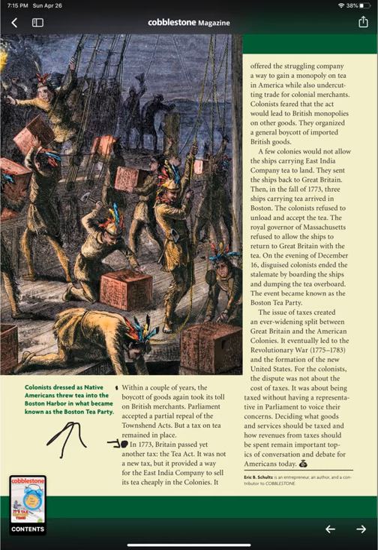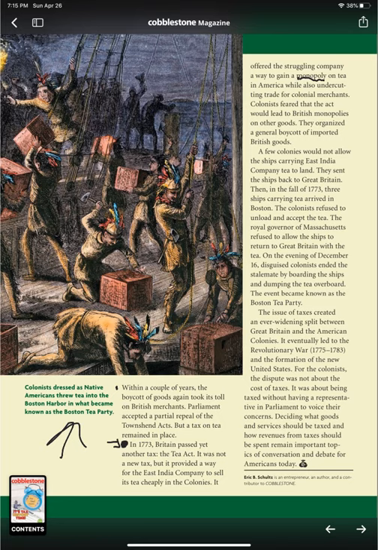I'm right here starting to read. In 1773, Britain passed yet another tax, the Tea Act. It was not only a new tax, but it provided a way for the East India Company to sell its tea cheaply to the colonies. It offered the struggling company a way to regain a monopoly, and a monopoly is like the only one, like the game, like you want to be the only one in charge. So it offered the struggling company a way to gain a monopoly on tea in America while also undercutting the trade for colonial merchants, meaning that the East India Company would get all the money and the American merchants would be out of luck. They would be poorer.